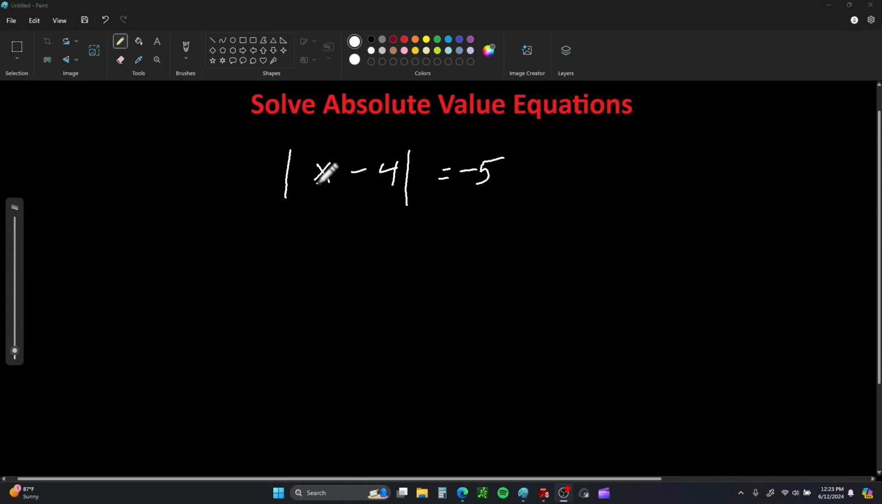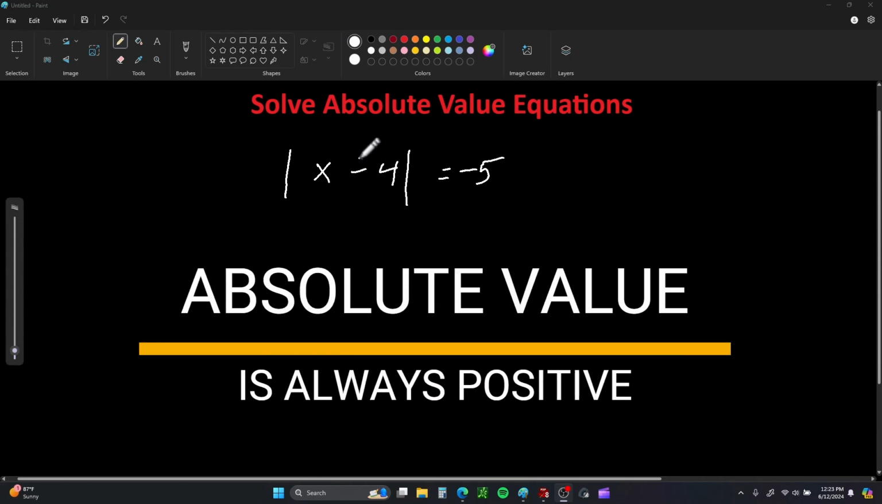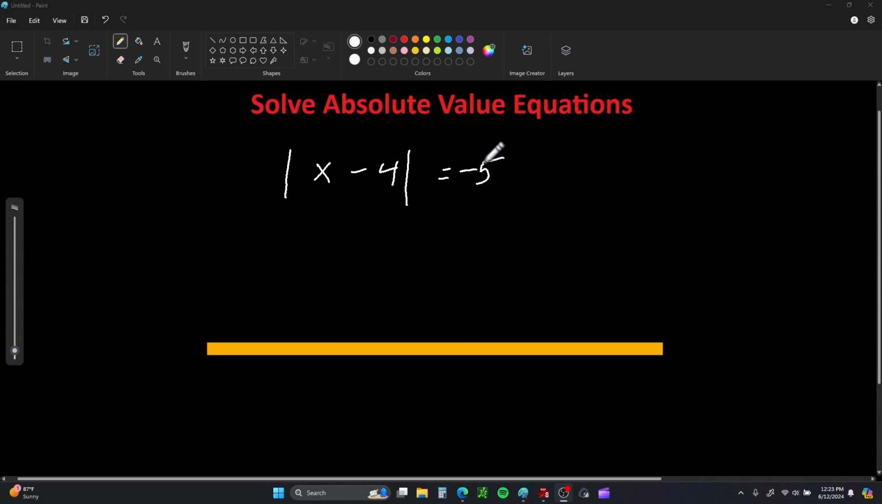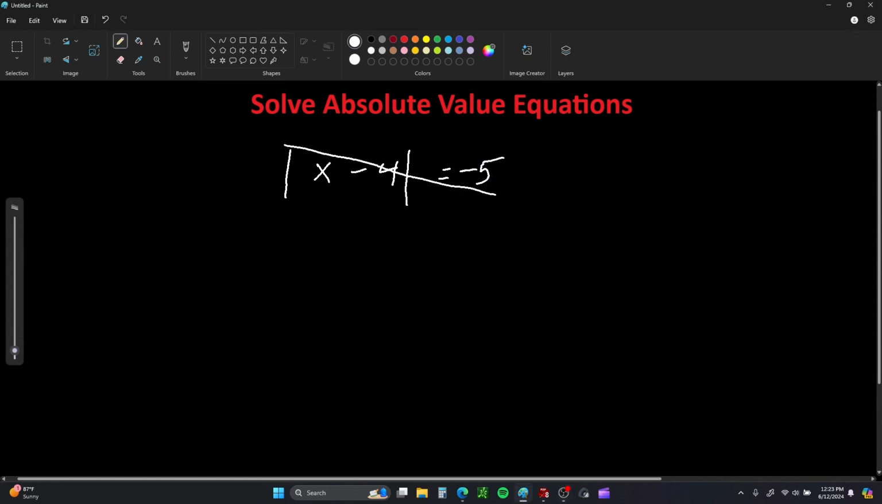Here we have the absolute value of x minus 4 equals minus 5. Well, this isn't possible because whatever's inside over here for absolute value must equal a positive number. So this problem can't be done.